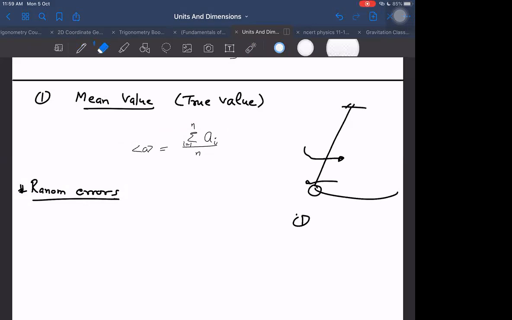For which the reasons are not known. The error is coming and we don't know why. Sometimes this error will give us a value a little more than the actual value, sometimes a little less than the actual value. So overall, when we keep on conducting this experiment a large number of times, we will not know.